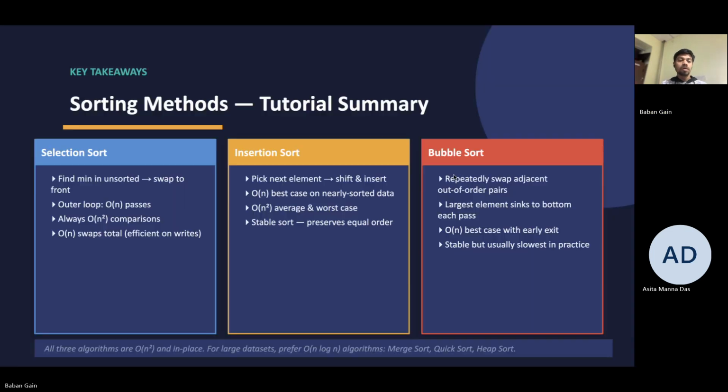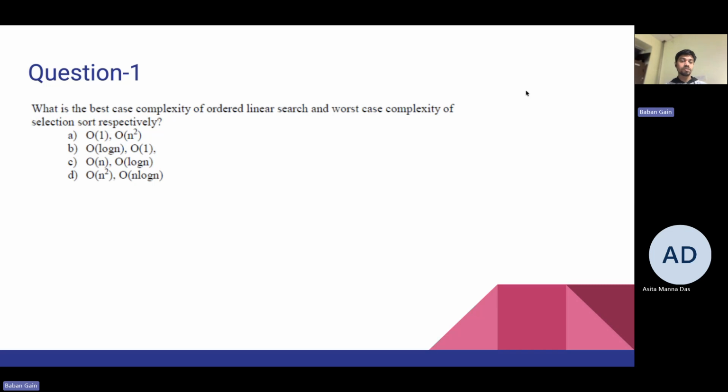I have given the link to visualize the algorithms, and this is a very helpful tool to get an idea how exactly this sorting works. Then I'll move on to the questions. What is the best case complexity for linear search? And what is the worst case complexity of selection sort?